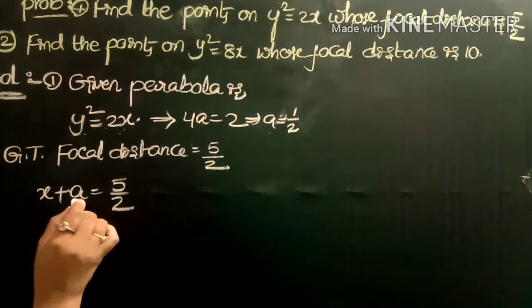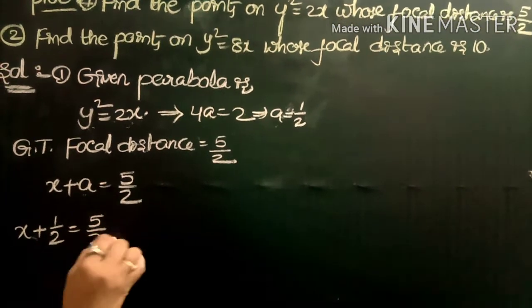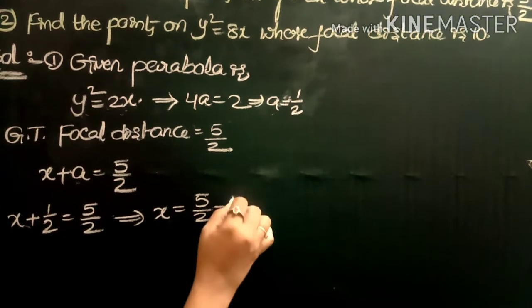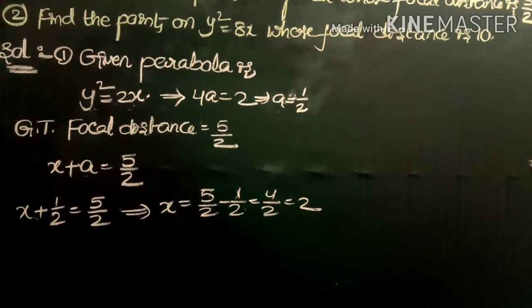Now we are replacing that 1 by 2 value here. That is x plus 1 by 2 is equal to 5 by 2. Then x is equal to 5 by 2 minus 1 by 2. That is 5 minus 1, 4 by 2. 4 by 2 is equal to 2. Now this is the x value.